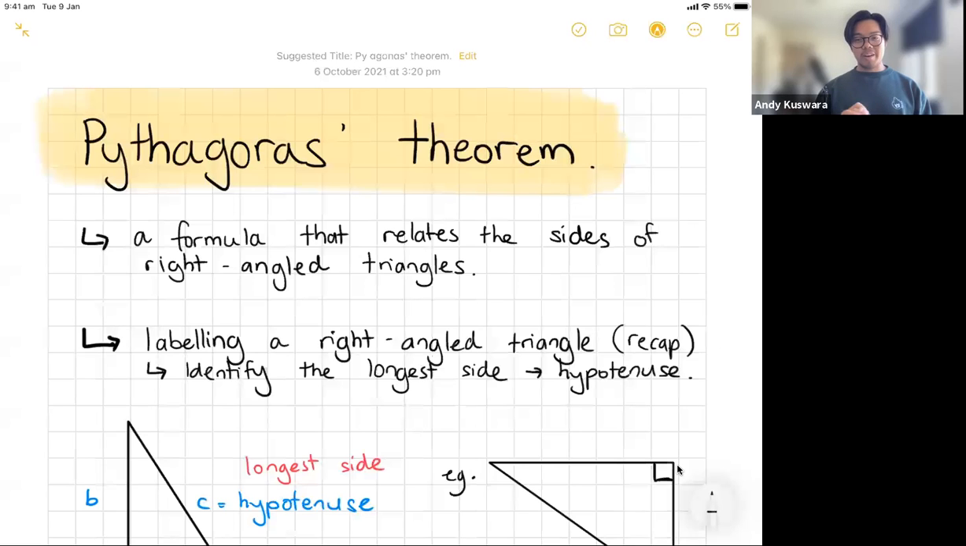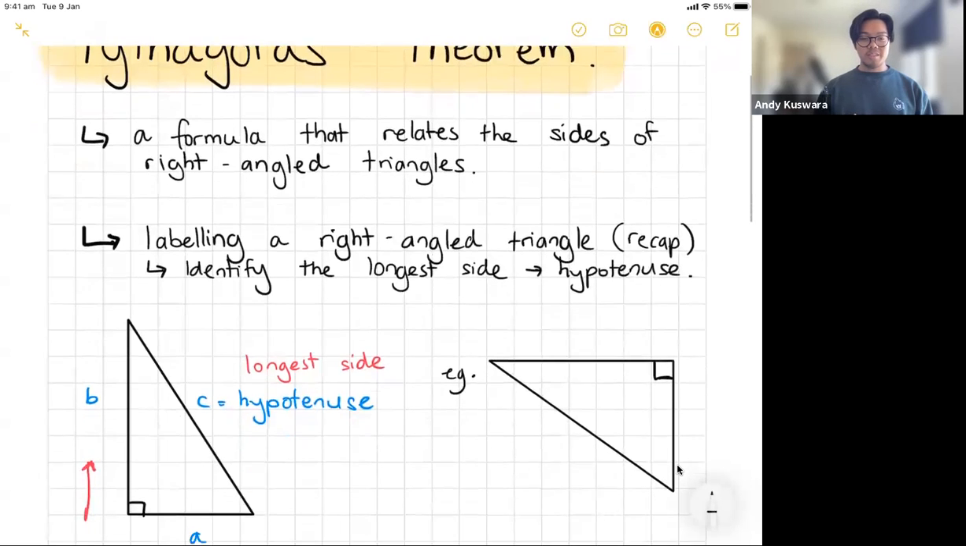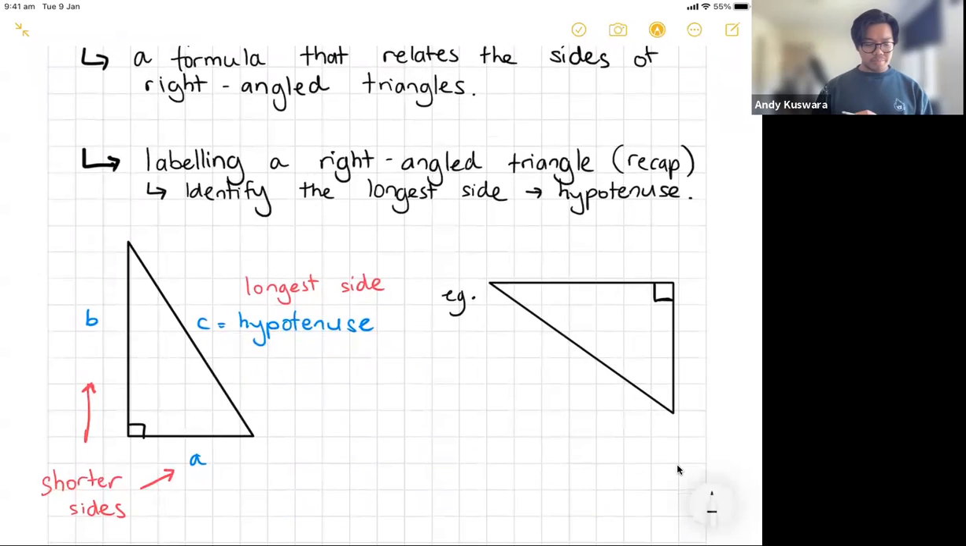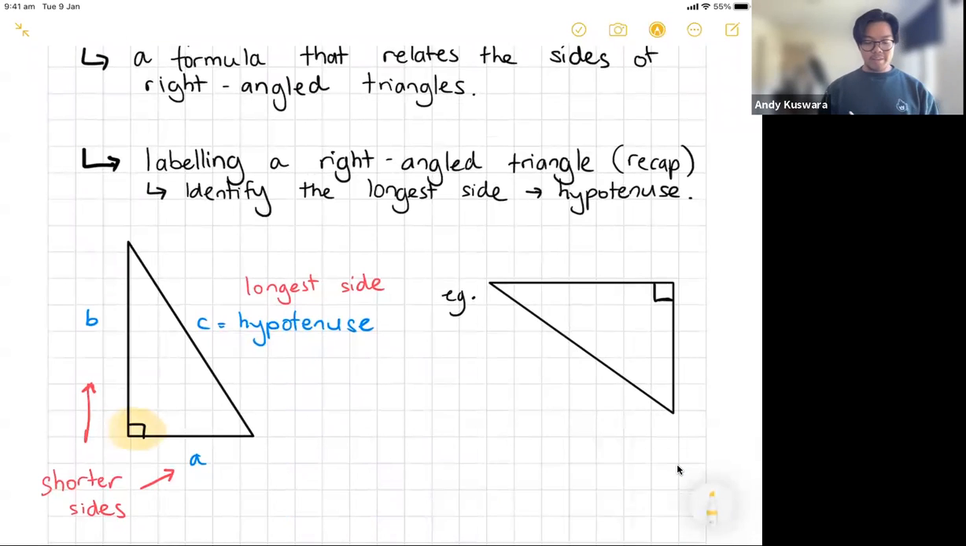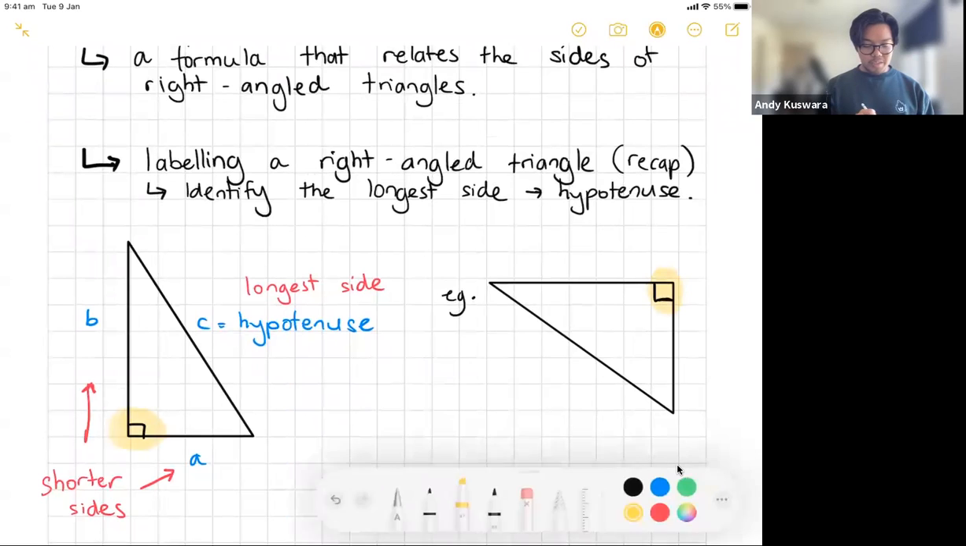Now, what is a right-angled triangle, you ask? Well, let's label a right-angled triangle. See that little square there at the bottom? Let me highlight it for you. That little square is just a symbol that shows we've got a 90-degree angle, and we often draw it with a square, so we call it a right-angled triangle. So it just means it's 90 degrees.